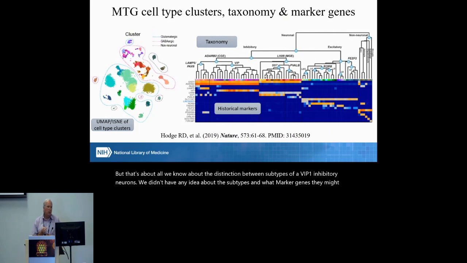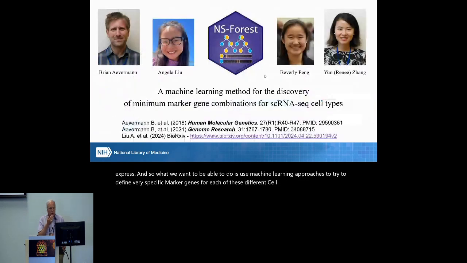And so what we wanted to be able to do is use machine learning approaches to try to define very specific marker genes for each of these different cell types. And so this was work that was done with my group, Brian Averman, Angela Liu, Beverly Peng, and Renee Zhang, to try to use random forest machine learning to discover minimum marker gene combinations that could precisely define each of these different cell types.